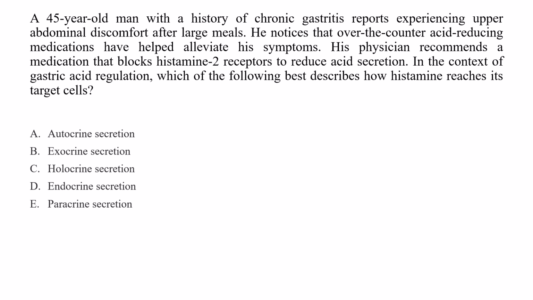Now, this question tests your understanding of the mechanism of histamine signaling in gastric acid regulation, specifically the mode of secretion or type of cell signaling involved. The focus is not on the drug's action, but rather on how histamine naturally acts in the stomach to promote acid secretion. The options given here are A, autocrine secretion, B, exocrine secretion, C, holocrine secretion, D, endocrine secretion, E, paracrine secretion.